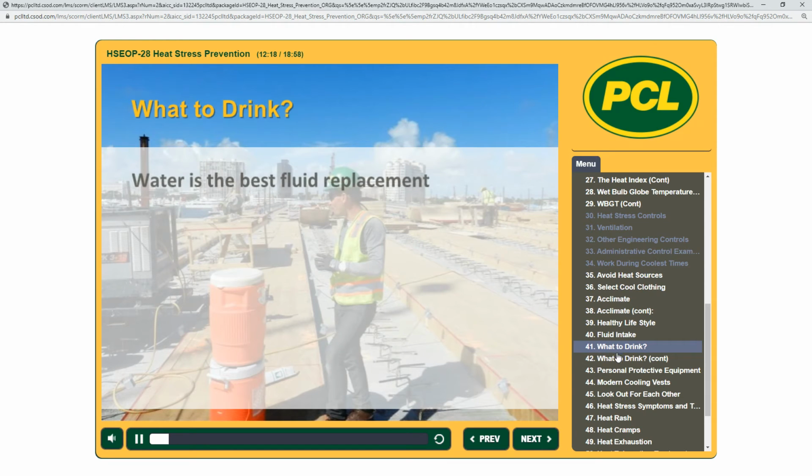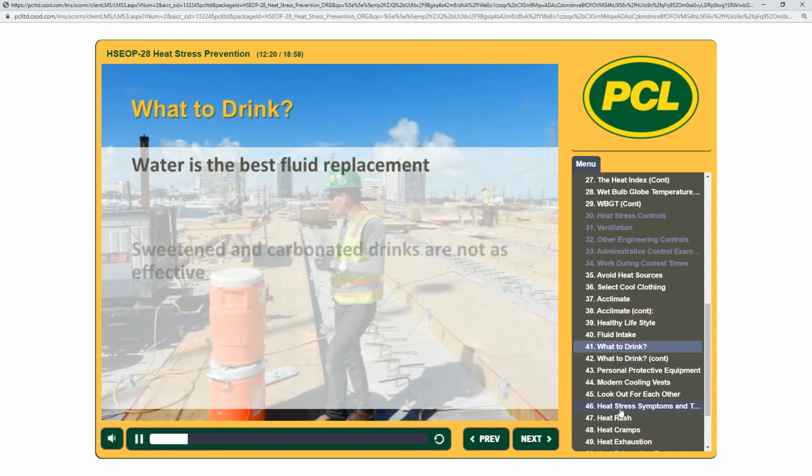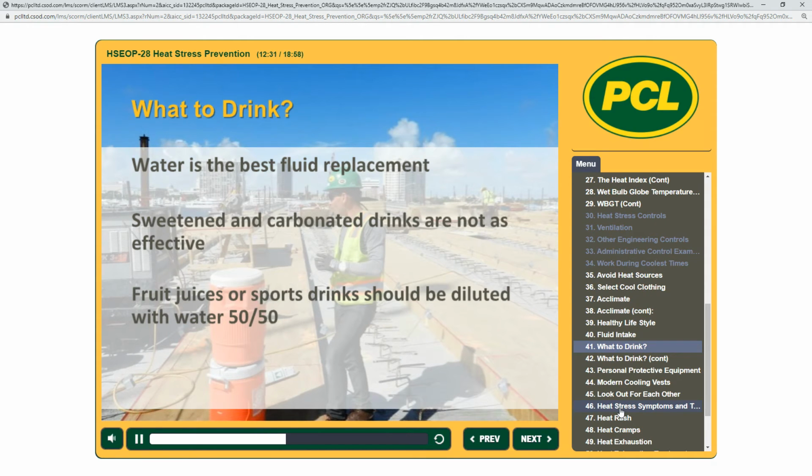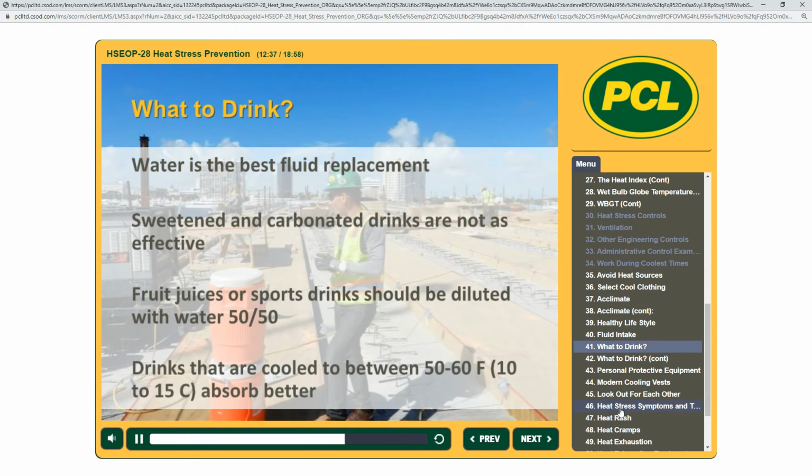Water is considered the best fluid replacement. Sweetened and carbonated drinks tend to inhibit the metabolic process that restores water to the cells, and this limits the effectiveness. If you choose to drink fruit juices or sports drinks, they should be diluted 50-50 with water prior to consumption. Also, drinks that are cooled between 50 and 60 Fahrenheit or 10 to 15 degrees Celsius better facilitate the absorption of water by the body.